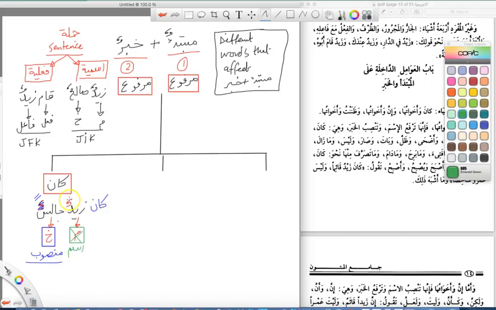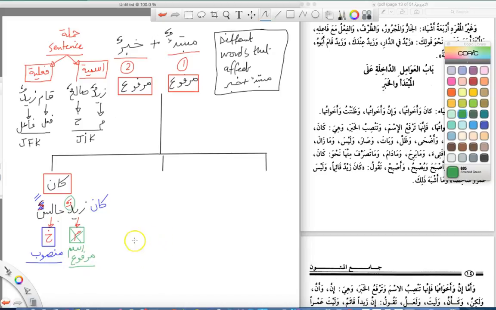Okay, and the vowels stay the same. You're not going to touch the vowels, you just change the names now. So instead of mubtada and khabar, kana's attached to it. Now Zayd is the ism of kana, and Jalis is the khabar of kana. So the ism of kana is marfoo.